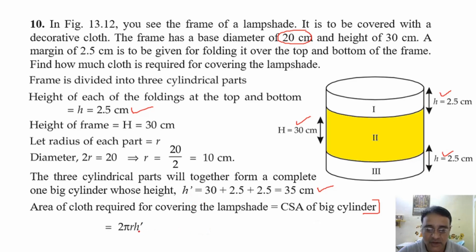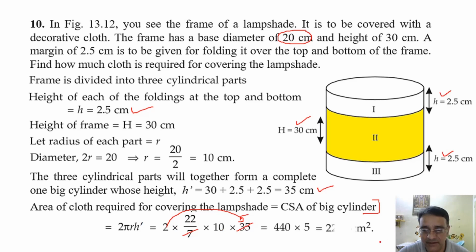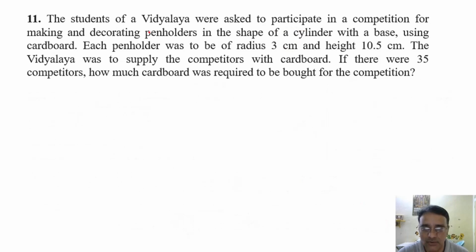Okay. So now we'll substitute all the values. These two are cancelling. Okay. So 2 into 5 is 10. 22 into 10 into 10, you will get 2200 centimeter square. Any doubt in this one? No, sir. Okay. So now we are moving toward the last question of the exercise, that is the 11th question.